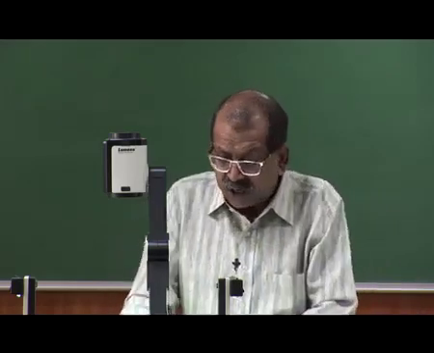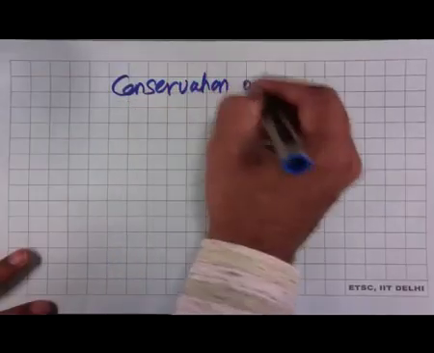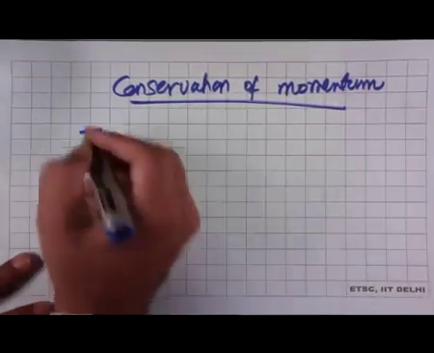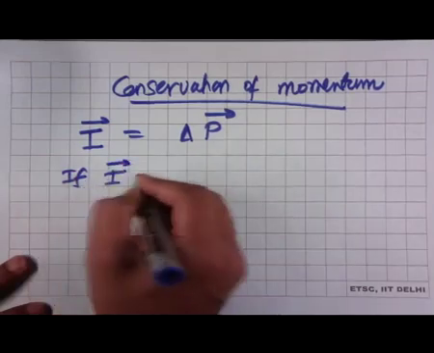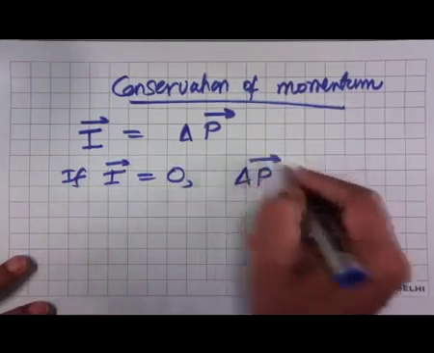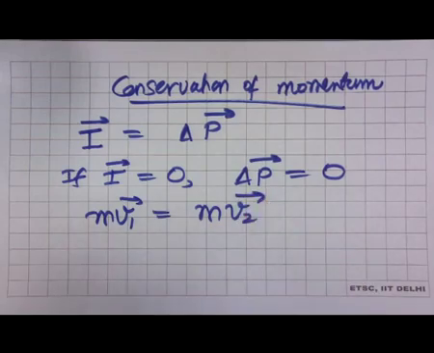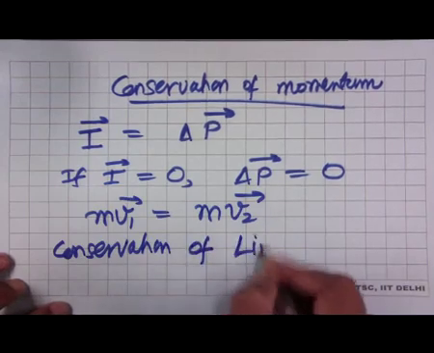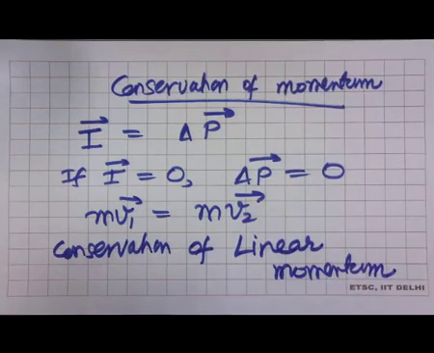Now, from here arises the principle of conservation of momentum. What we have seen is impulse is equal to change in momentum. So, therefore, if impulse is equal to 0, then change in momentum is equal to 0, which means m times v1 must be equal to m times v2. And this is what we call conservation of linear momentum, or as we will see, there is another momentum we will define. So, this is referred to as conservation of linear momentum.